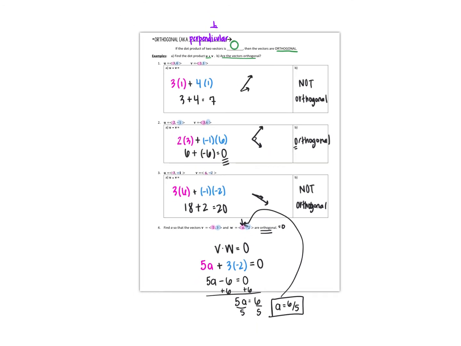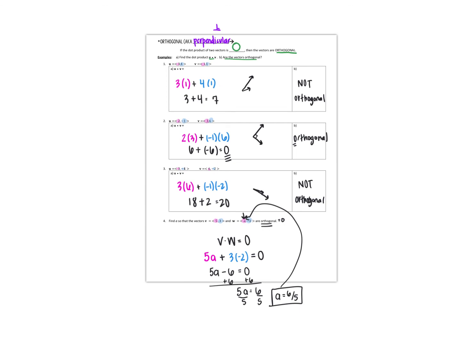So make sure that today you're comfortable determining whether two vectors are orthogonal or not by finding if the dot product is 0, and make sure you're comfortable dealing with some operations with dot product.